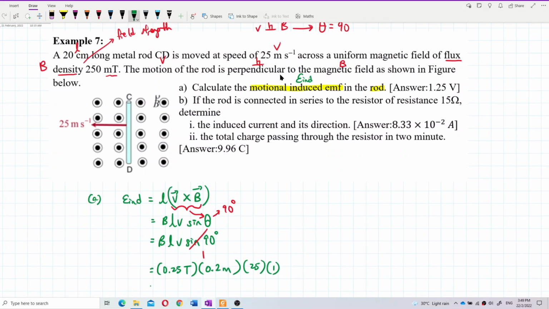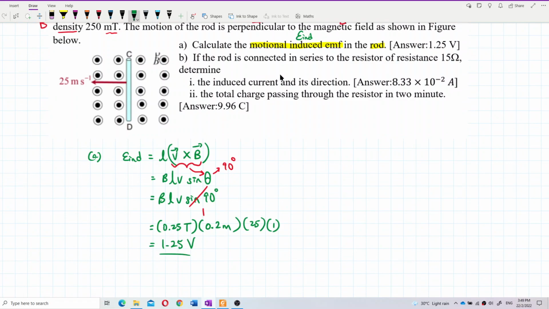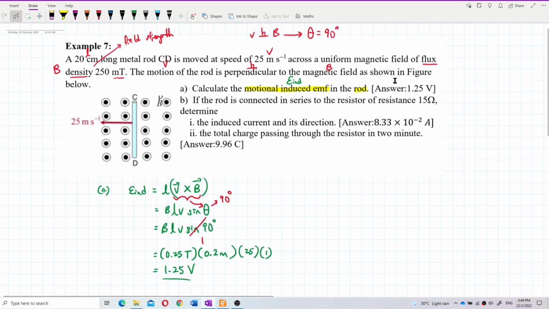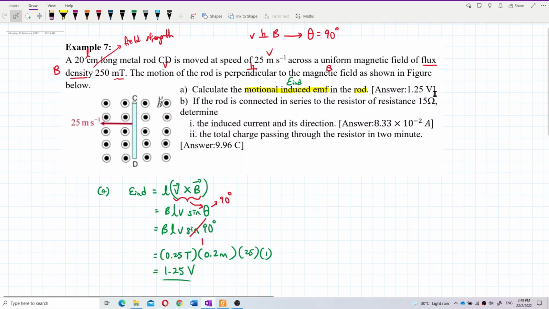So what's the answer? Let's calculate: 0.25 multiplied by 0.2 multiplied by 25. I got 1.25 volts. That's the answer, and it is correct. So I got my induced EMF already. Now look at the second question.